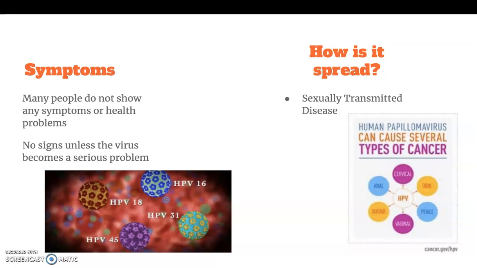So how is it spread? HPV is a sexually transmitted disease. Some ways to protect yourself against it include being abstinent, wearing a condom, getting the HPV vaccine, and getting HPV and pap tested regularly.